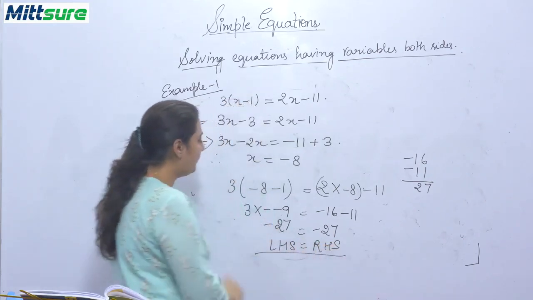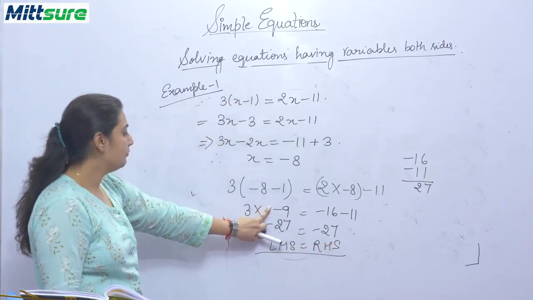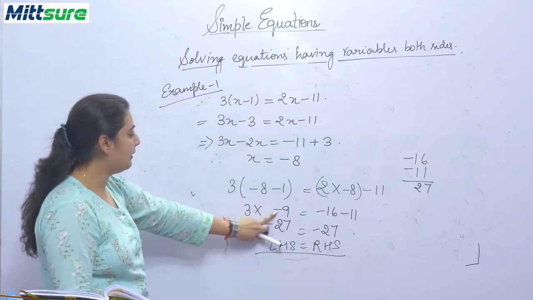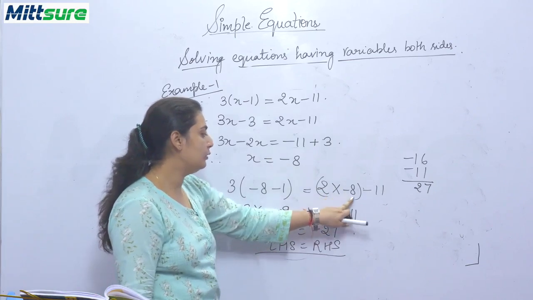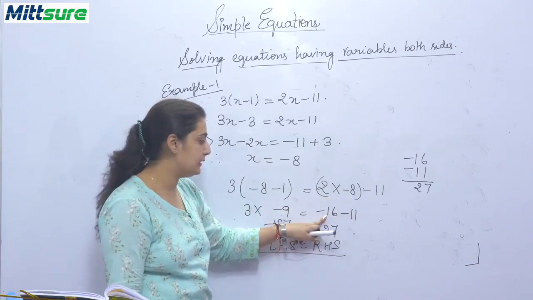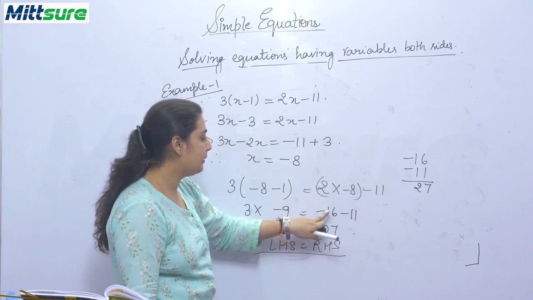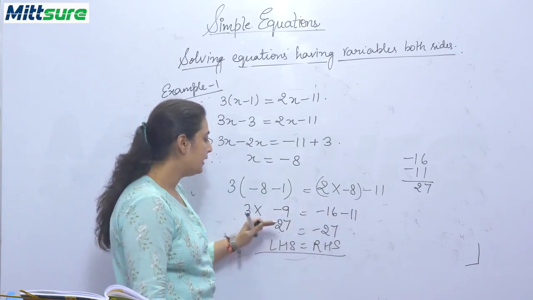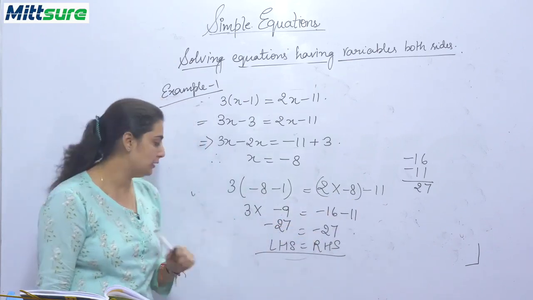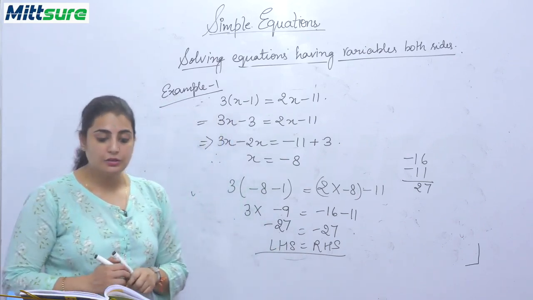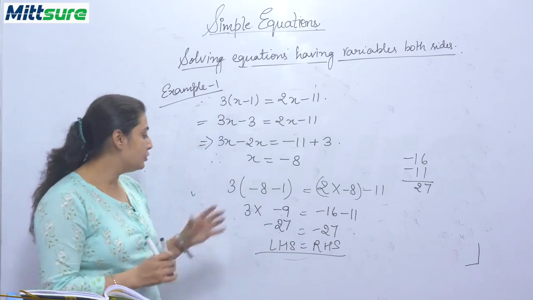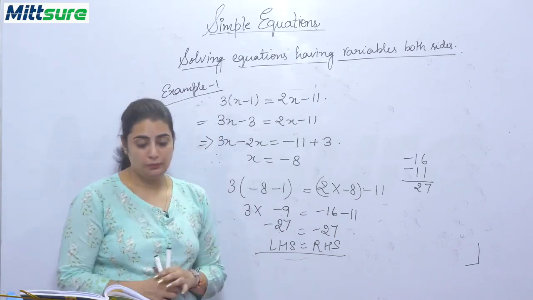Okay, so what we did here: we multiplied 3 by minus 9, I got minus 27 here. Then I multiplied 2 into minus 8, I got minus 16 here. Then I added minus 16 and minus 11. Then minus 27 equals minus 27. Then LHS is equal to RHS. So this is how we can solve a particular equation.